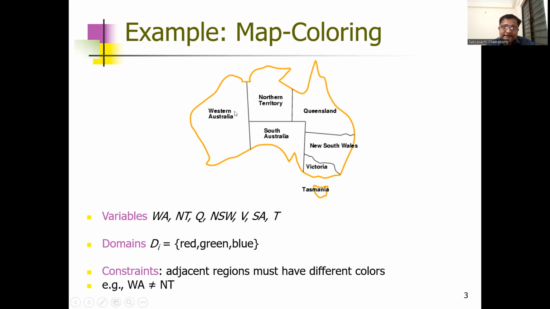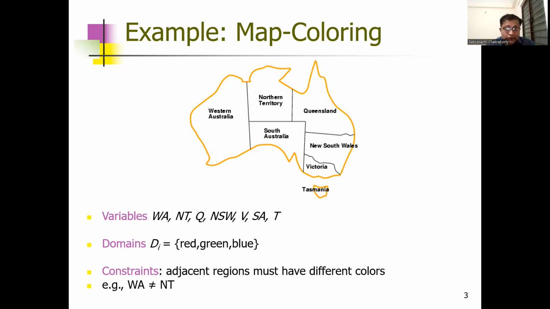No two adjacent vertices should have the same color. An objective function is coloring all the vertices of the graph, or all the regions of the map. No vertex or region should be left uncolored. That is the objective function that we have to achieve. That is the goal state, that all the vertices are colored.